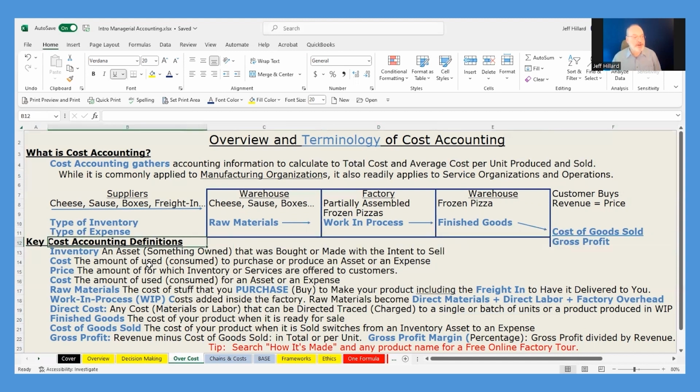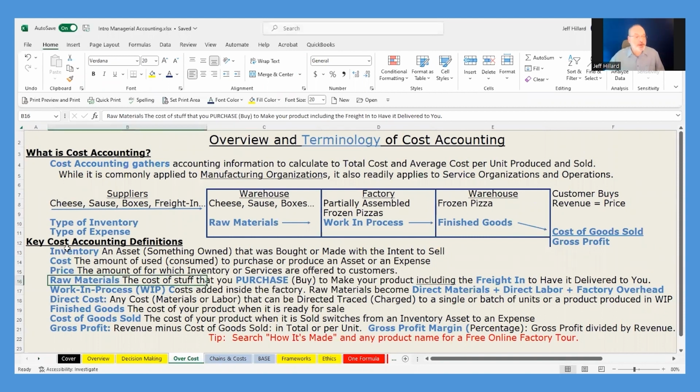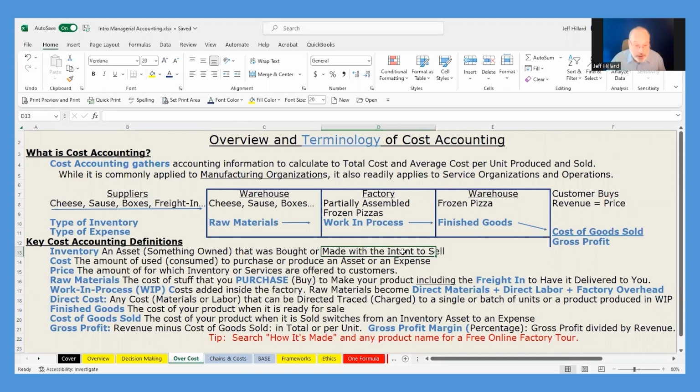Here are some key definitions. Inventory is something you purchase, an asset, or you can be making it, which is what we'll be focusing on in this chapter, with the intent to sell it. You're not going to keep it and use it. A cost is anything that is consumed to purchase an asset or an expense. So these are all considered costs. Over here, inventory is a cost. Three types of inventory. Cost of goods sold is an expense.